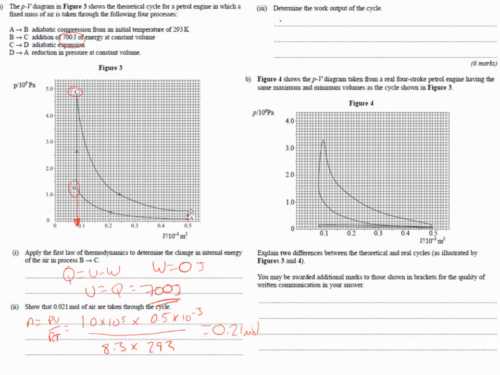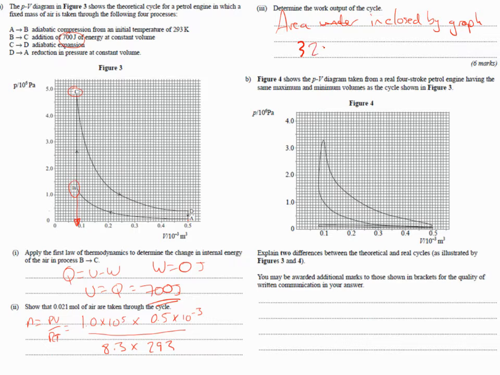Determine the work output of the cycle. So this is given by the area under the graph, or enclosed by the graph. So you need to basically count all the squares, which is very tedious. It's a lot easier to do on paper, where generally the squares are a bit bigger and you can actually tick them off. So what would you be allowed for this?